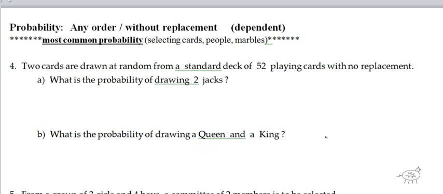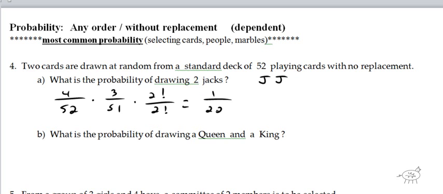All right. 2 cards are drawn at random from a standard deck of 52 playing cards with no replacement. What is the probability of drawing 2 jacks? Well, do you guys agree that probability of drawing a jack, there are 4 of those, so it's 4 out of 52. And I'm picking another jack, but there's no replacement, so 3 out of 51. The bottom, 1 less jack and 1 less card total. And basically what you have is, let me write this out, jack, jack. So that's just going to be 2 factorial over 2 factorial. And you get 1 over 221.